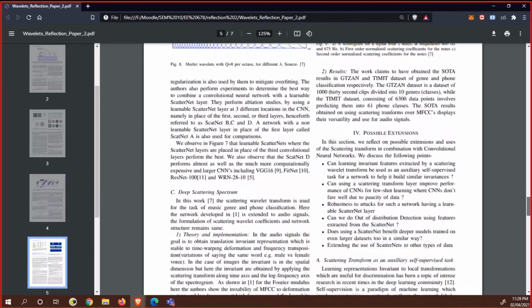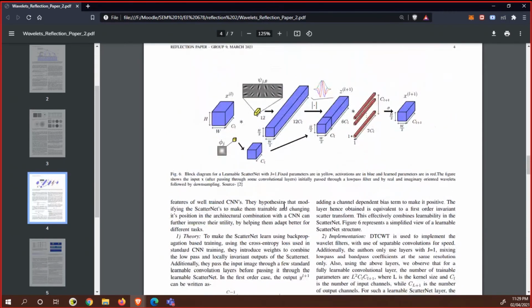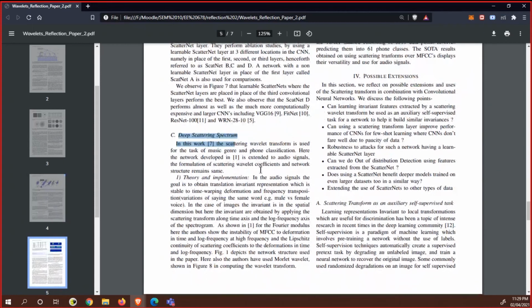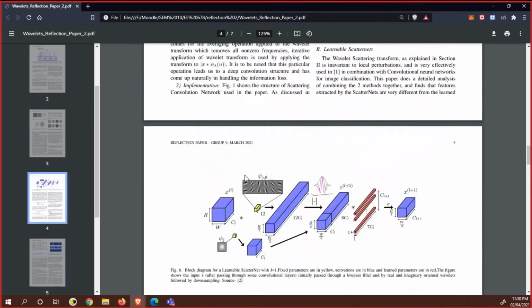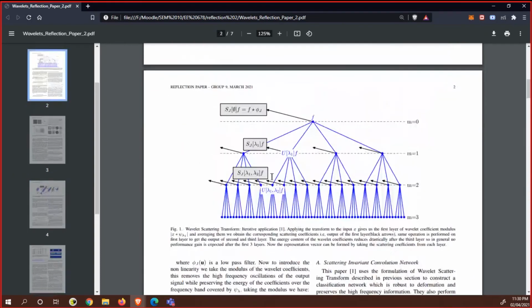Yeah. So the third paper that we were looking at was called the deep scattering spectrum. This paper was from the same author as the first paper, and it is an extension of the work done in the first paper to audio signals. The formulation of the scattering transform and the network used in this paper is exactly the same as what was used in the first paper, which was this particular network.